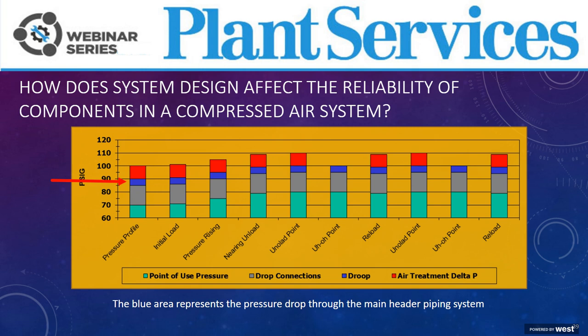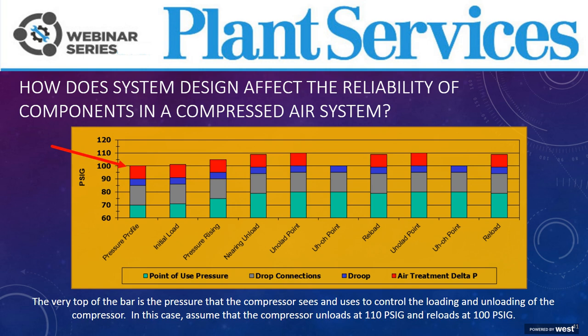We measured the pressure where the compressors were putting air into the header, then we measured the pressure in the header at the farthest point, and we had about a 5-pound drop in that. The red area is the pressure drop through the air treatment equipment, the dryers and the filters. In this system, we measured about 10 pounds of drop through those systems. At the very top, that's the pressure that the compressor was seeing to control over. In this case, it's sitting at 100 psi. That's its load point. It unloads when the pressure gets up to 110 psi.